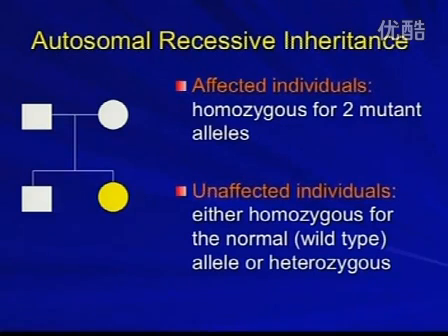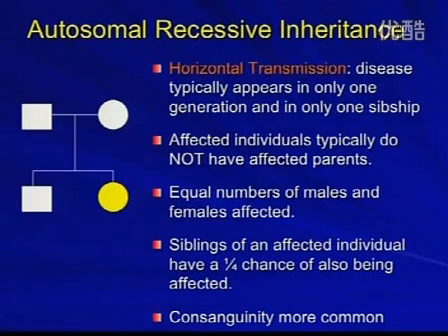You typically see similar numbers of affected males and females. And the big thing about autosomal recessive inheritance is that the affected individuals are all in one generation. So we describe that as horizontal transmission. You might see other affected people that are siblings of this person, but you don't see parents, you don't see children.